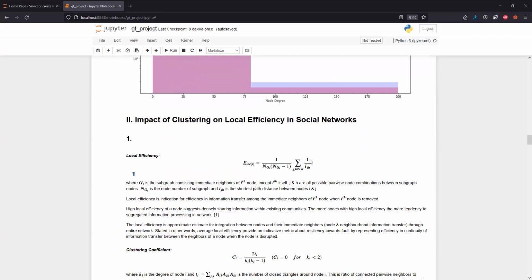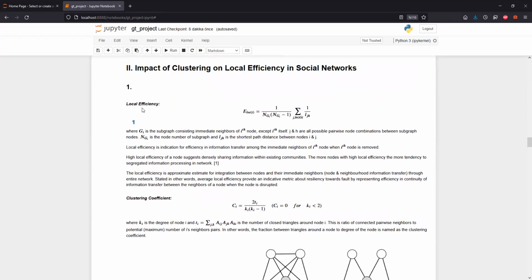In section 2, we've introduced our metrics. Local efficiency is an indication for efficiency in information transfer among the immediate neighbors of ith node when ith node is removed. As seen in the equation, the shortest path distance of all pairwise neighbors for node i is calculated, and the sum of the reciprocal of shortest paths are normalized with the possible number of connections in the subgraphs that contains the immediate neighbors of node i.